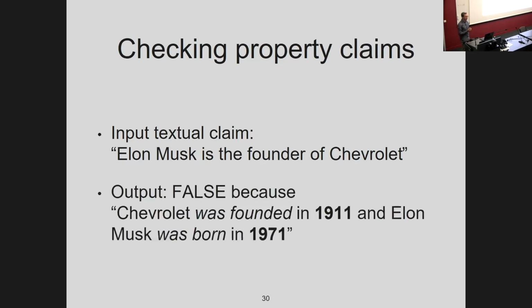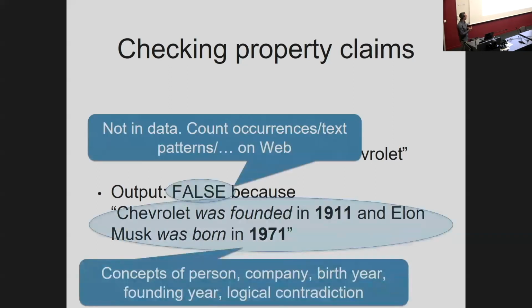So we came up with a system that will tell you that it is false because Chevrolet was founded in 1911 and Elon Musk was born in 1971. Okay, so we argue that it is better than the black boxes because this is an explanation that you can consume and contains the concept of person, company, birth year, founding year, and logical contradiction.